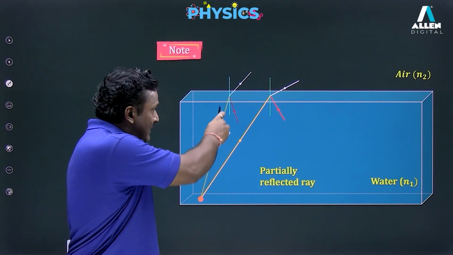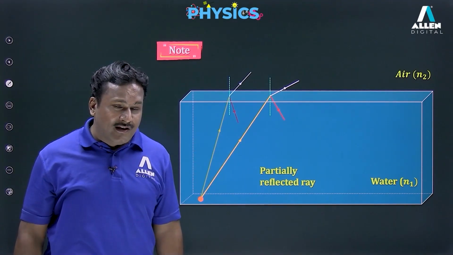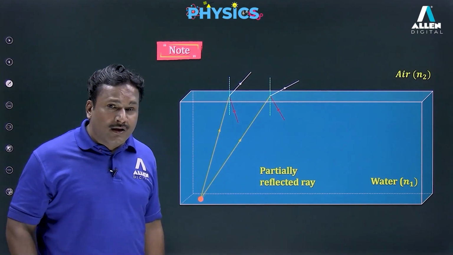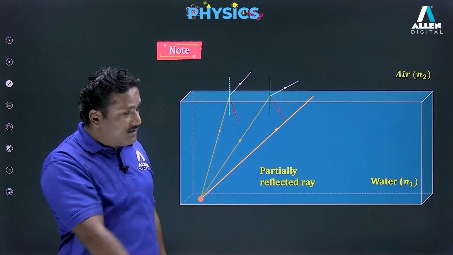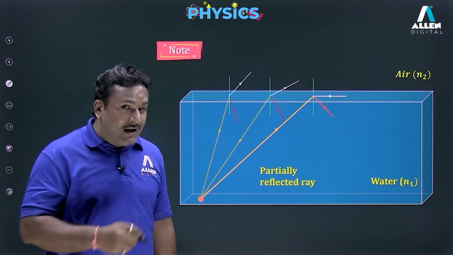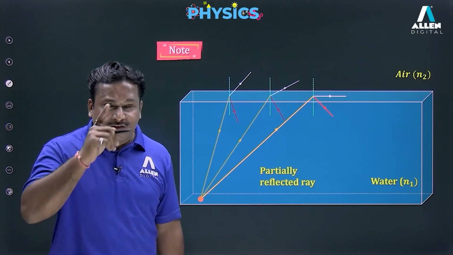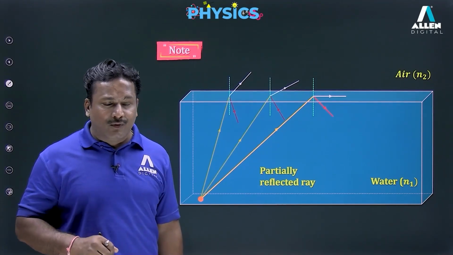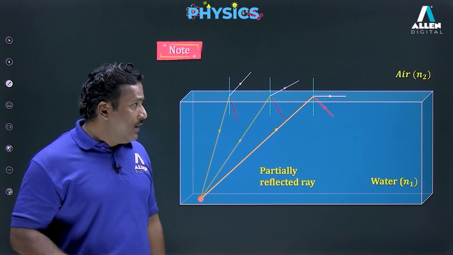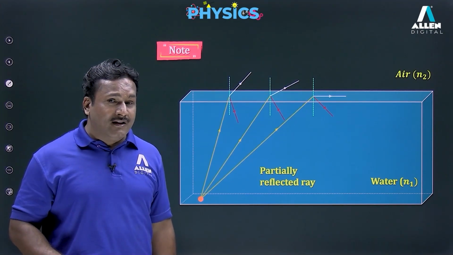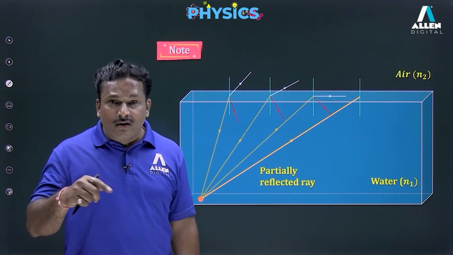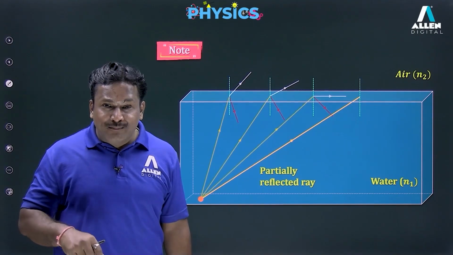What I am doing is continuously increasing the angle of incidence. On further increasing it, I will find that the angle of refraction will further increase, until the angle of refraction becomes 90 degrees. This value of the angle of incidence is termed the critical angle. After this, if the angle of incidence is greater than the critical angle, there is no refraction, no absorption.